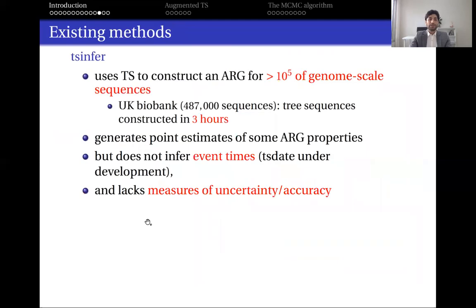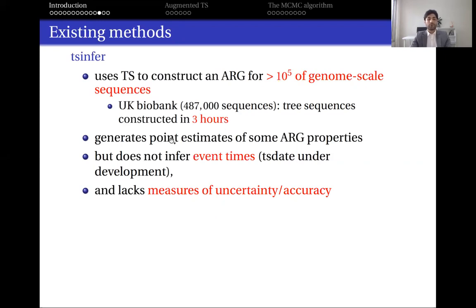The same group in Oxford used tree sequence and developed tsinfer to construct an ARG. tsinfer can handle over 100,000 genome-scale sequences, and they applied tsinfer to UK Biobank data, about 487,000 sequences, and it took about 3 hours to construct the tree sequence. It's very fast.